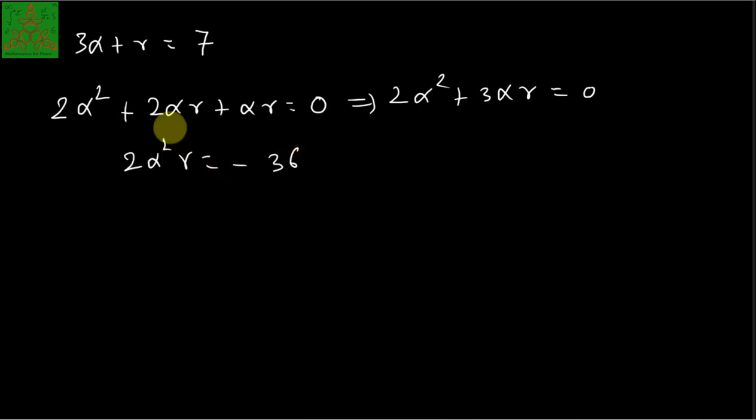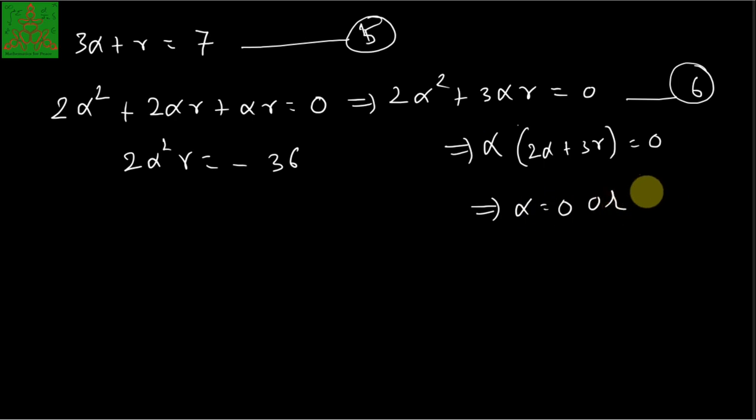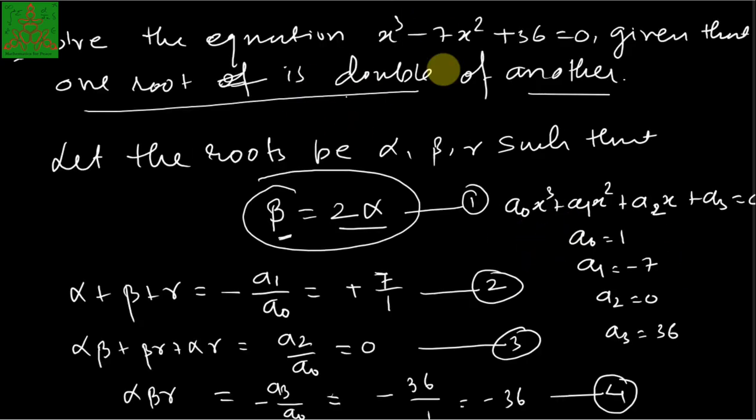Now if I solve these 2 equations, taking alpha common, it will be alpha times 2 alpha plus 3 gamma equal to 0. Let me call this equation number 5 and this 6. This gives you alpha equal to 0, or 2 alpha plus 3 gamma equal to 0. But alpha equal to 0 is not possible because it does not satisfy our required equation.